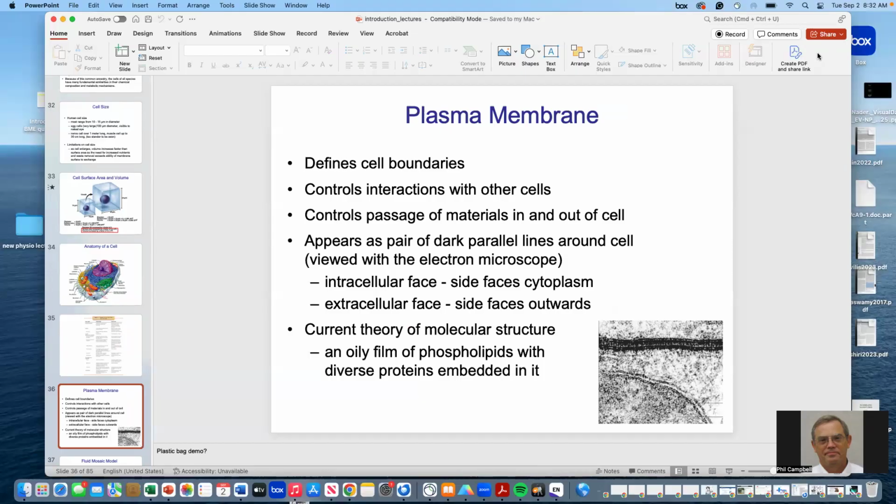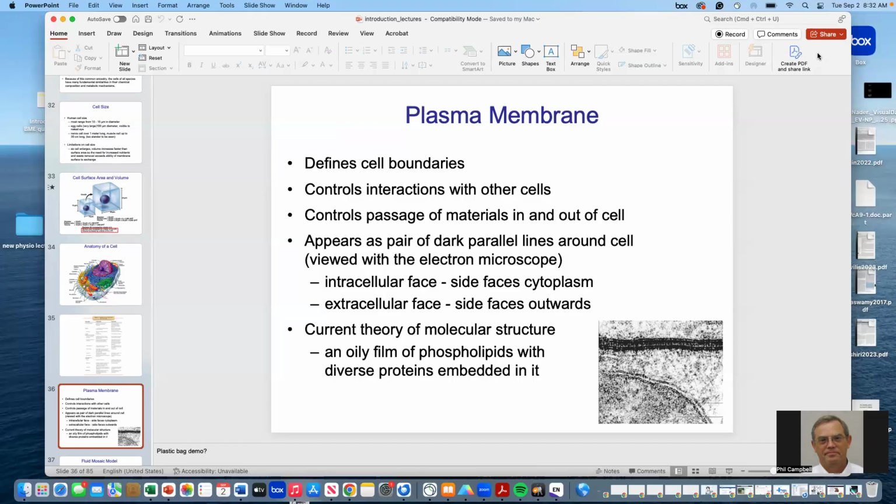Again, this is the interface between the cell and the outside world, and things have to cross it, either going in or going out of the cell. So we need to understand what the plasma membrane is. It creates a cell boundary, and it controls how cells interact with anything outside of the cells.